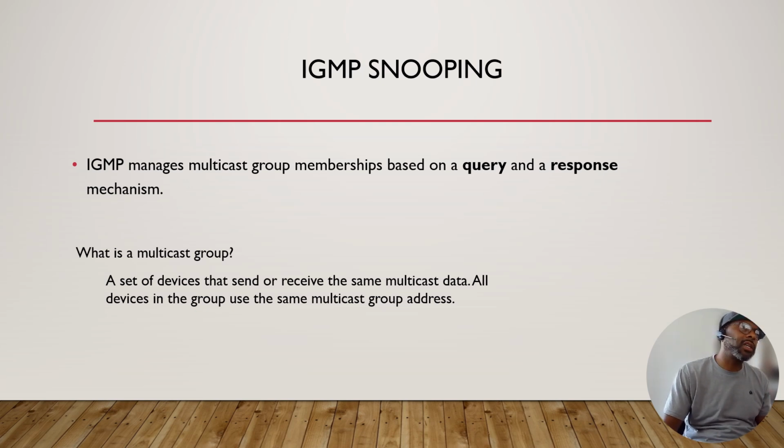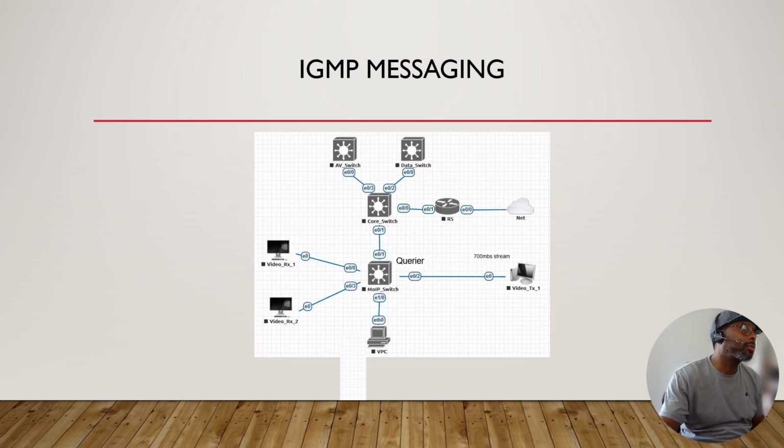There are 3 versions of IGMP, version 1, version 2, and version 3. We won't really talk about the differences in this particular session. Just know that all these versions are backwards compatible, so a router or layer 3 switch supporting IGMP version 3 can support client devices running version 1, 2, or 3. And know that IGMP is a layer 3 protocol.